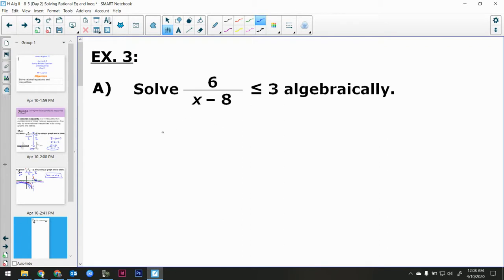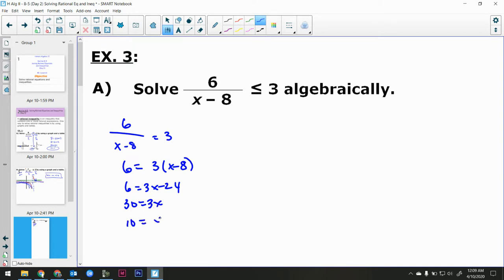Okay, so first thing I need to do is find the intersection point. I need to say 6 over x minus 8 is equal to 3 and solve this algebraically. So let's just multiply by x minus 8 over to the other side. 6 is equal to 3 quantity x minus 8. So 6 is equal to 3x minus 24. I could have divided by the 3 first if I wanted to. So 30 is equal to 3x. So 10 is equal to x, right? Okay, so that's one critical point. Where is the other critical point?